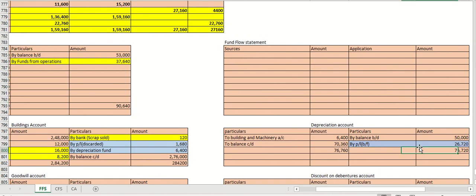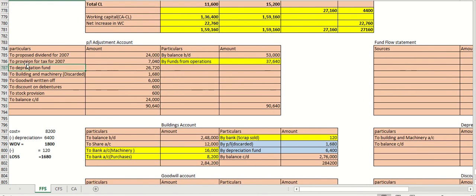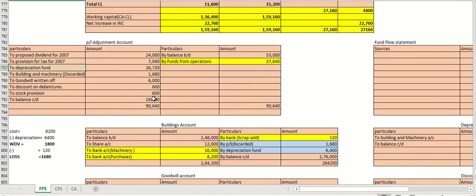If you see the depreciation account, the balancing figure is 26,720, which will be shown up as to depreciation fund 26,720. And in the question, we have stock provision, which is 3,200, 3,800. So to stock provision, 600 is your balance. Now moving on to our buildings account. So by profit and loss account, which is a loss, 1,680. So to building and machinery account, 1,680. By depreciation account, which we have accounted.